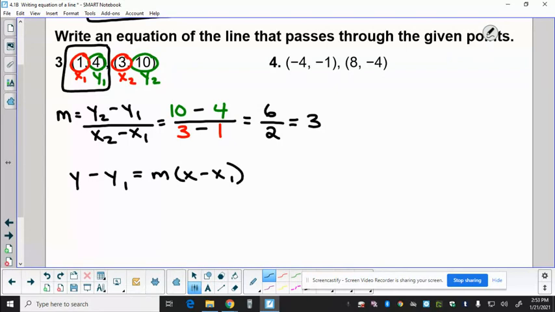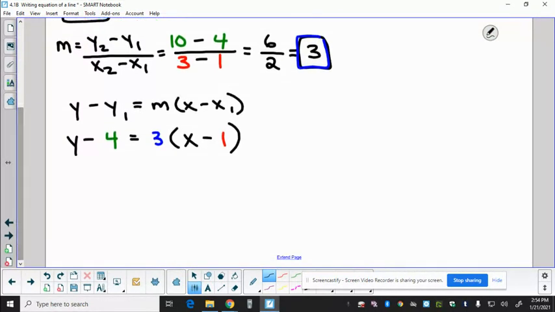We calculated that. Okay, what's x1? I see it up there. It's 1. Same stuff now, right? You just got to learn the procedure. Do a distributive property. Move this 4 over. We're going to have our answer. Y equals 3x plus 1. And that's how you do this. Okay? Now with our time remaining, I'd like everybody to try number 4.